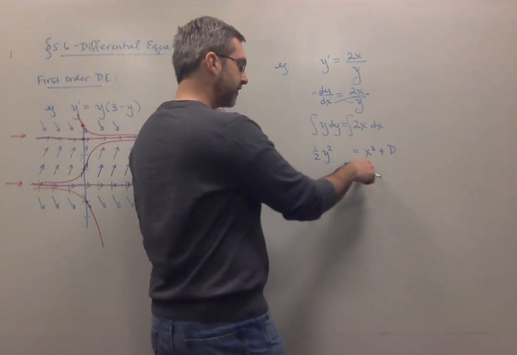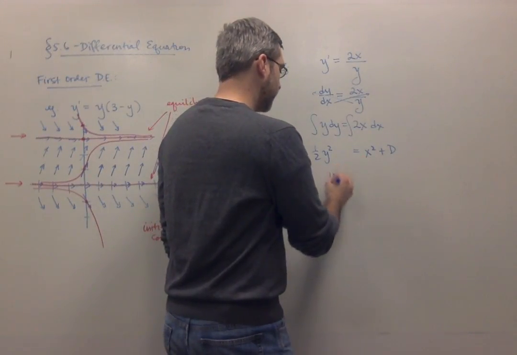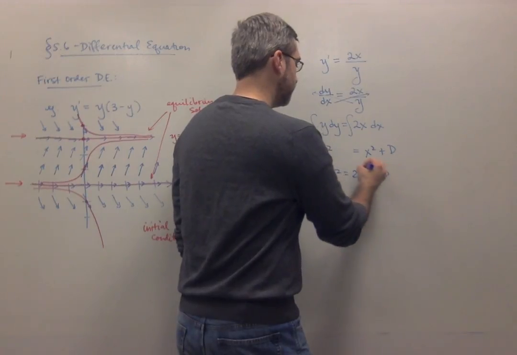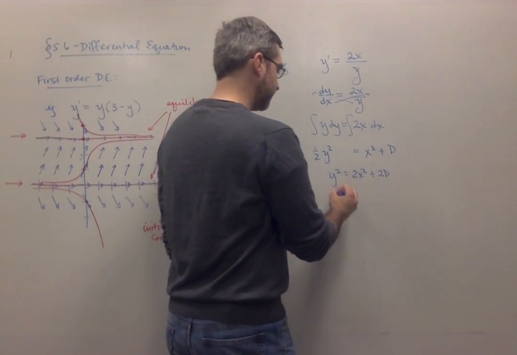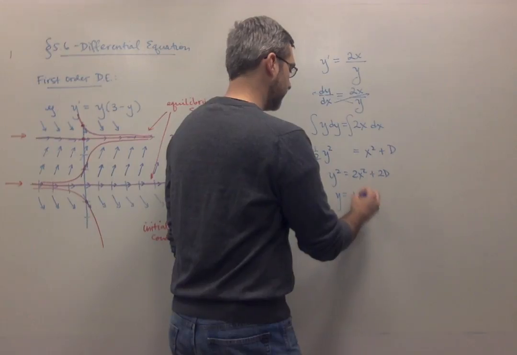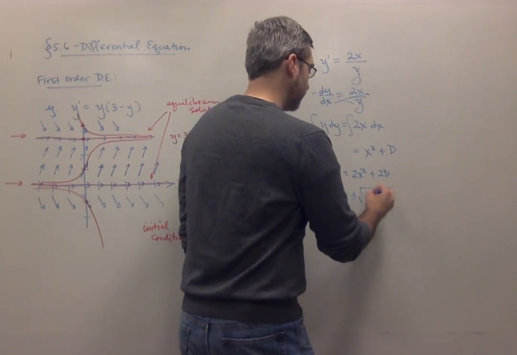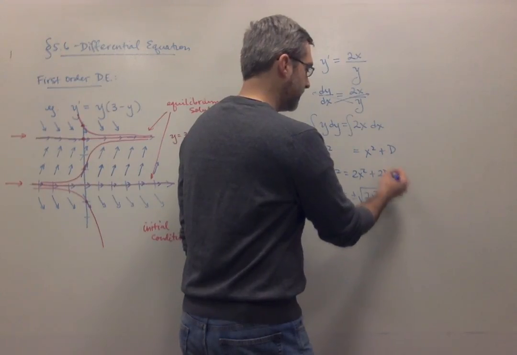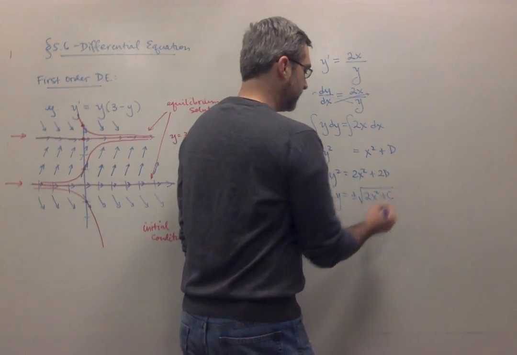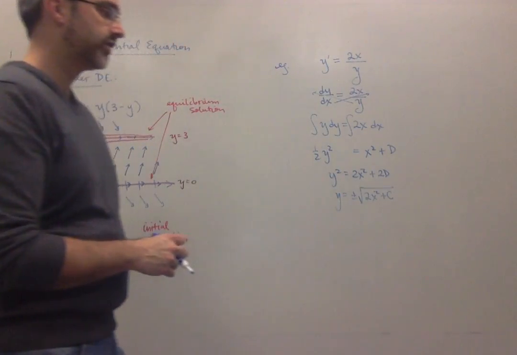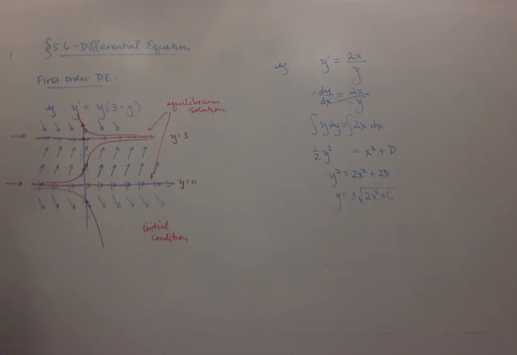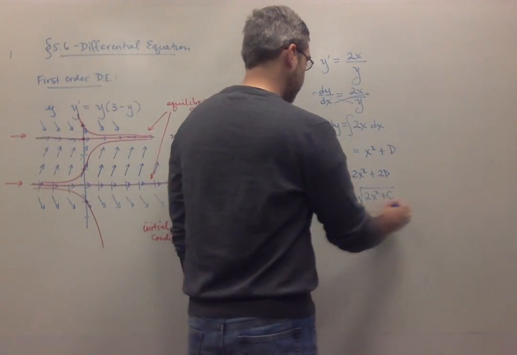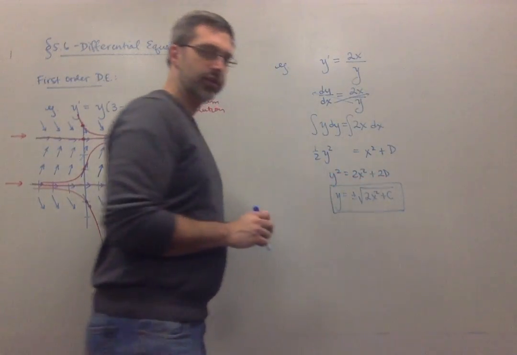Now I want to solve for y, so y squared is 2x squared plus 2 times this arbitrary constant, and so y is plus or minus the square root of 2x squared plus this arbitrary constant. And again, d can be anything, so 2d can be anything, so I'm just going to give that a different name. I'm going to call that c. Okay, and c is some arbitrary constant. So this is my solution to my differential equation.